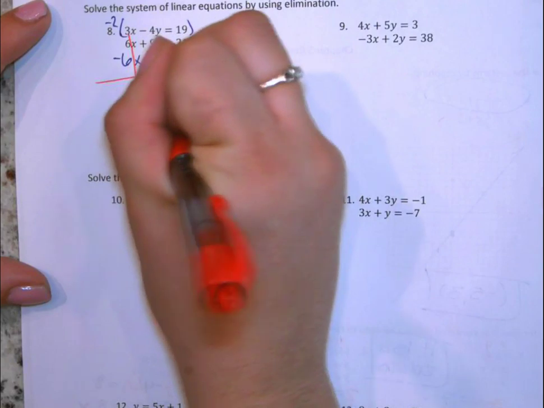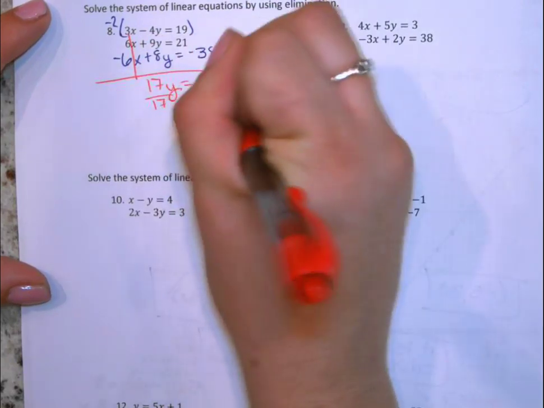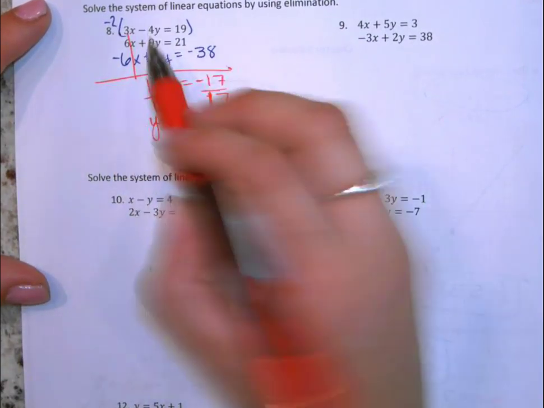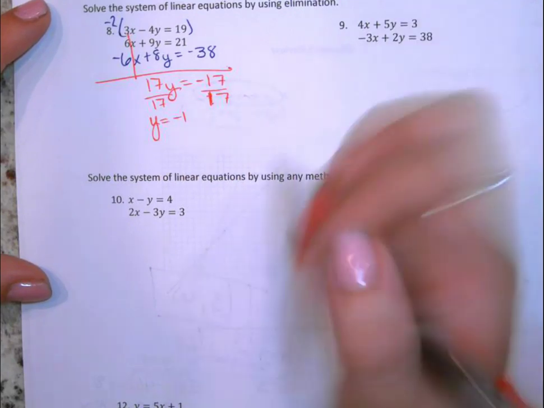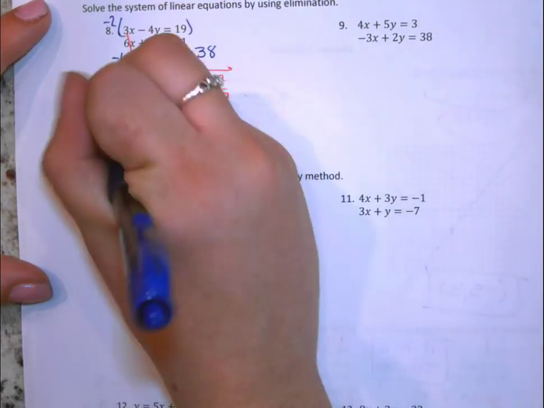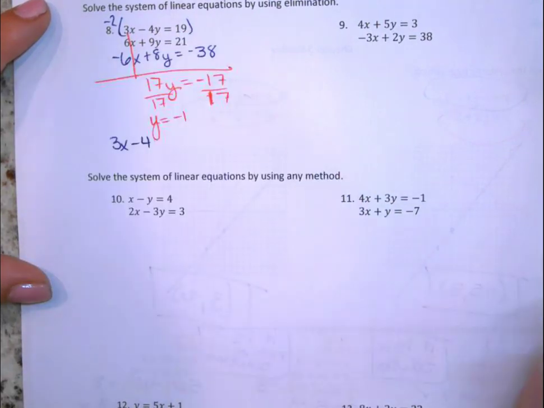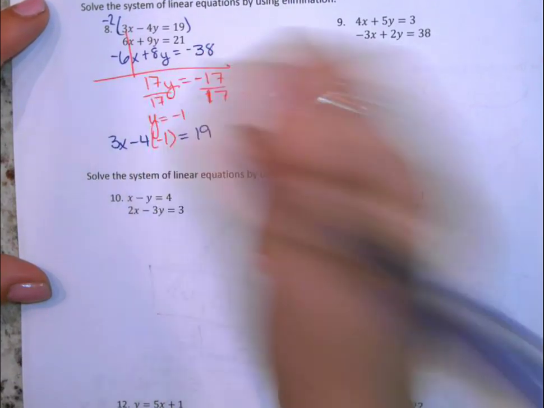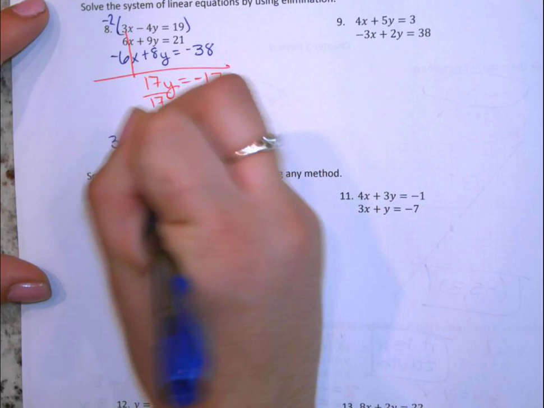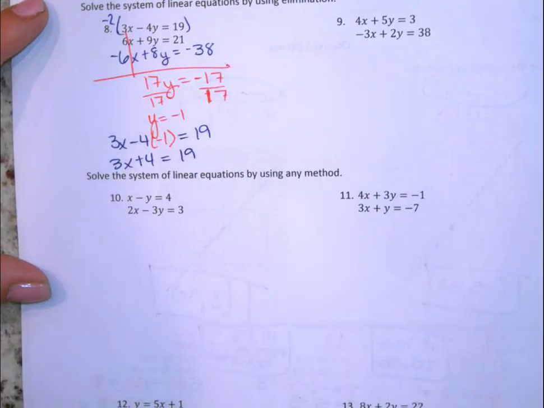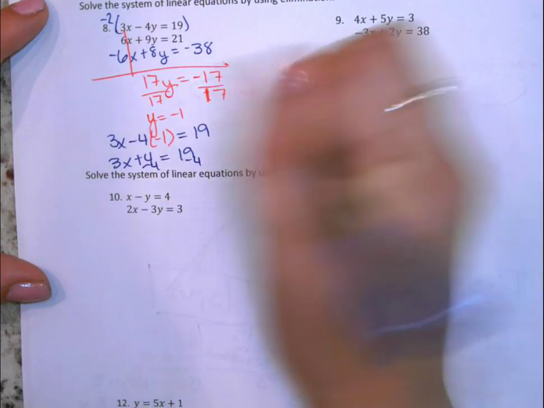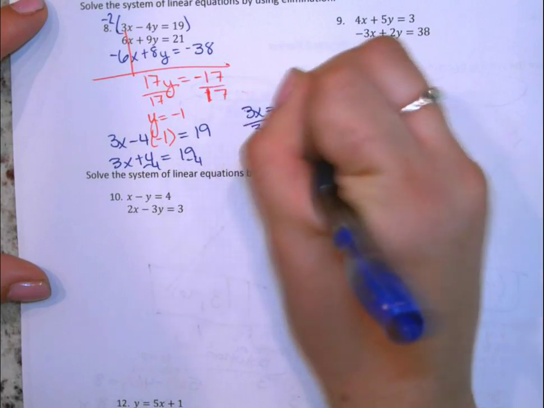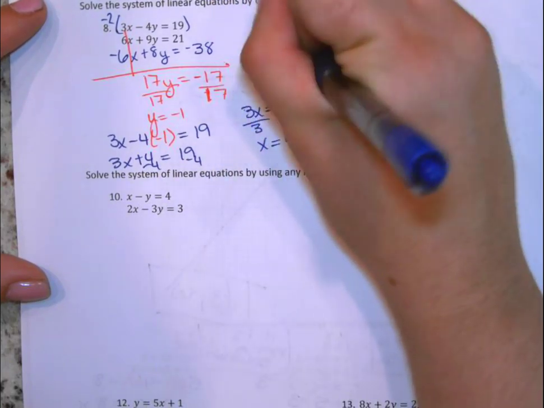I'm going to go ahead and divide by 17 on both sides. I get y equals negative 1. I'm going to take this and plug it back into either equation. This one really isn't an easier equation, so I'm just going to plug it into the top one, but you could plug it into the bottom one and you should get the same answer as me. Negative 4 times negative 1 is 4. Then I want to subtract 4 on both sides. Get 3x equals 15. Divide by 3, x equals 5. So my answer here is negative 1, comma 5.